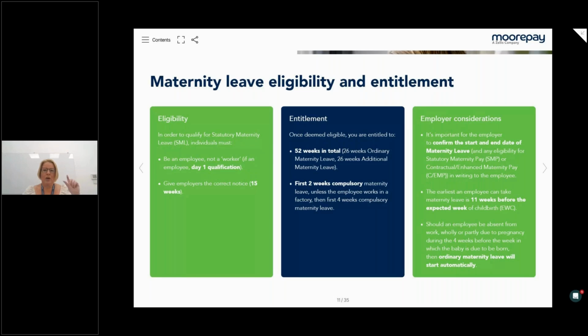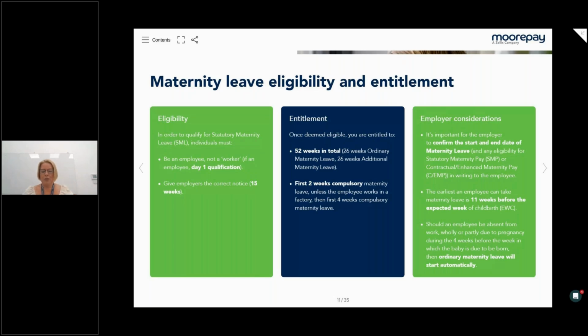Now, there is also something called compulsory maternity leave, and that is the direct time after the baby's born. So an employee must take off 2 weeks directly after the baby's born. And if you work in a factory environment, that compulsory leave is 4 weeks. So you need to think about the type of work the employee does, and then they must either take 2 weeks off or 4 weeks off.